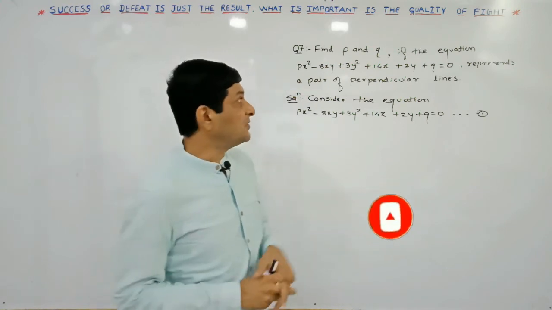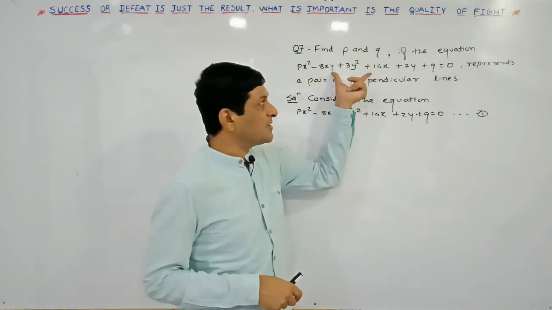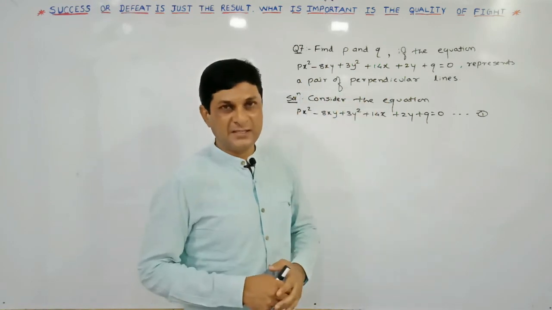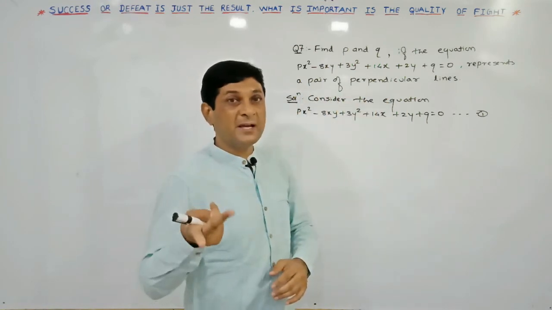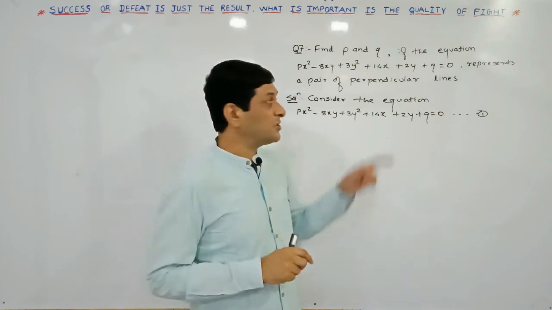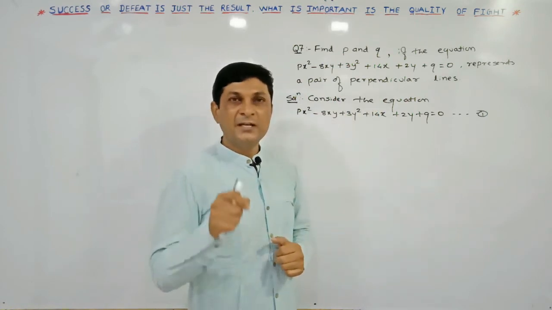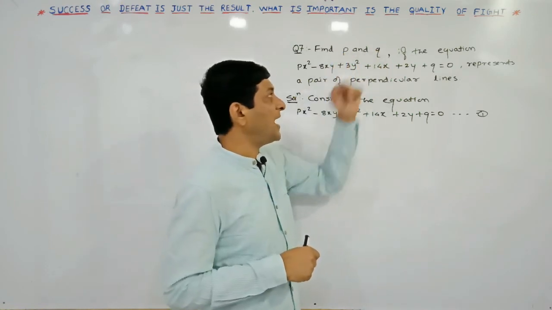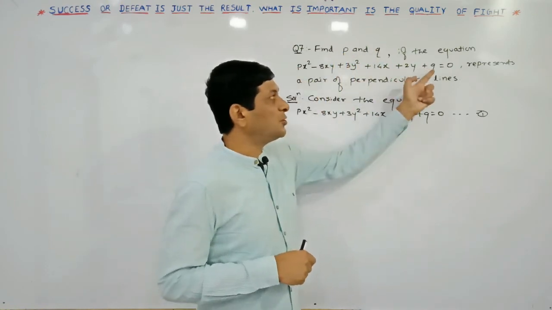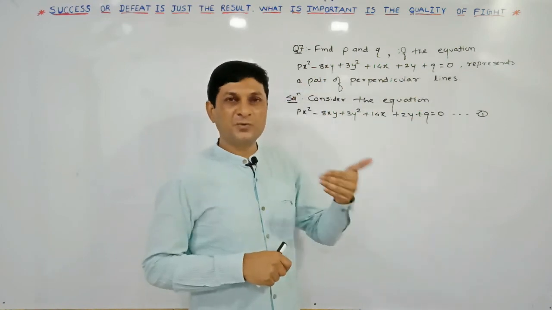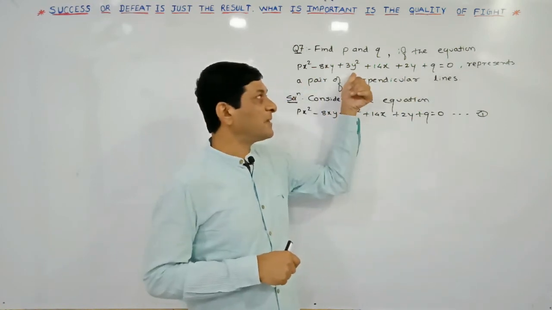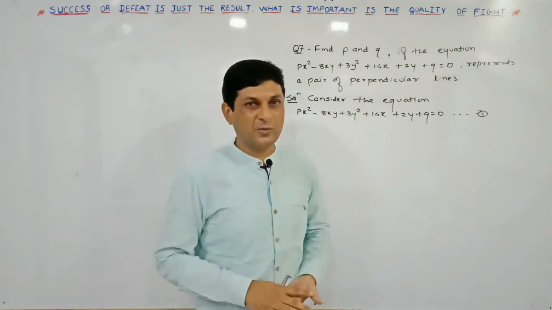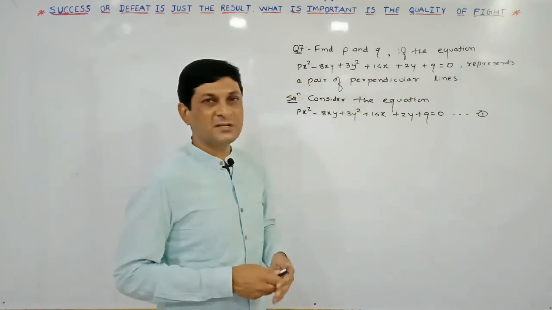In this question, one general equation of second degree in x and y is given to us, which represents a pair of perpendicular lines. Pair means it represents two lines which are perpendicular to each other. Using this condition, the question is to find the two unknown values p and q. Somewhere p and q appear in this equation. So using the condition that the lines represented by this general equation are perpendicular, we have to find p and q. First we are considering the given general equation.